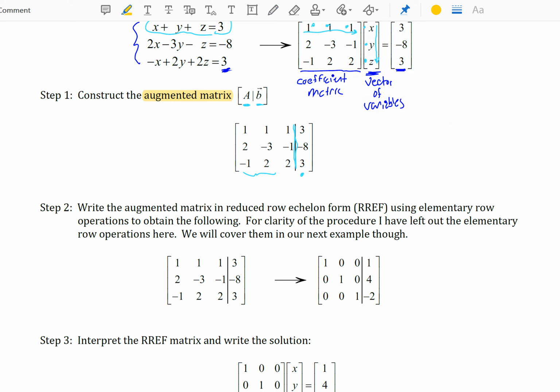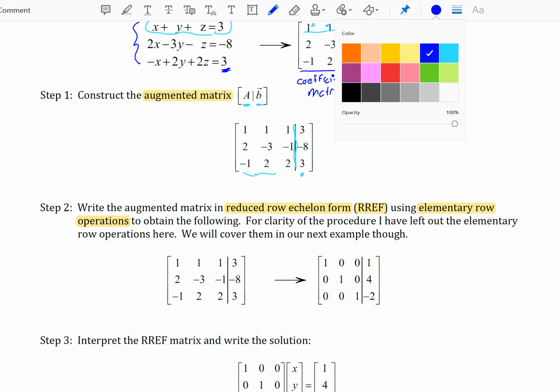We then write the augmented matrix in reduced row echelon form, also called RREF, using elementary row operations to obtain the following. Now, for clarity of the procedure, I have left out the elementary row operations here. However, I will cover them in our next example.